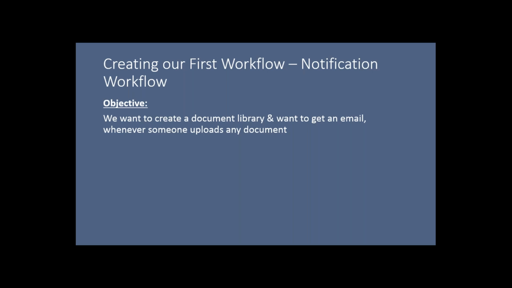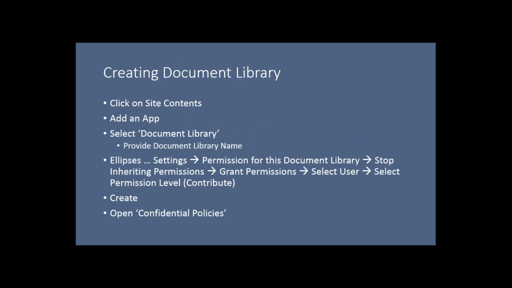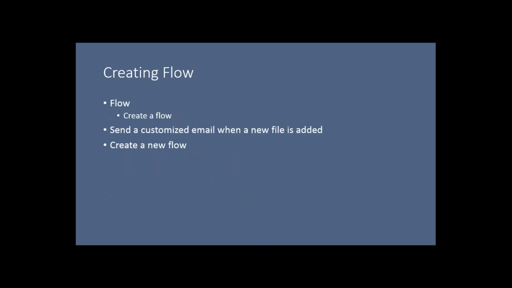What we want is to create a document library, and whenever any user uploads any document to that document library, it will send an email to a specific manager. For doing that, we are going to click on site contents, add an app, and the app will be document library, and we are going to go to settings. Then we are going to change the permission of that library so everybody can upload documents in the library. Once it is done, we can open that specific folder.